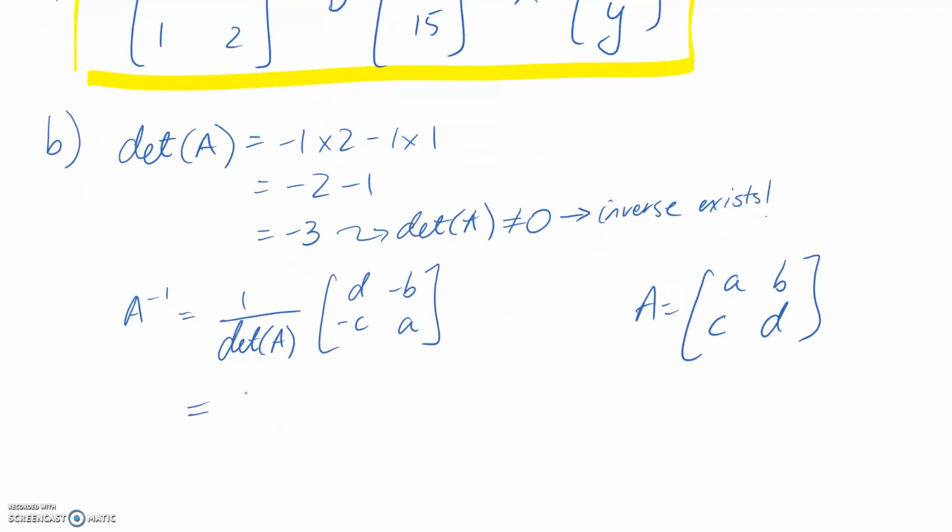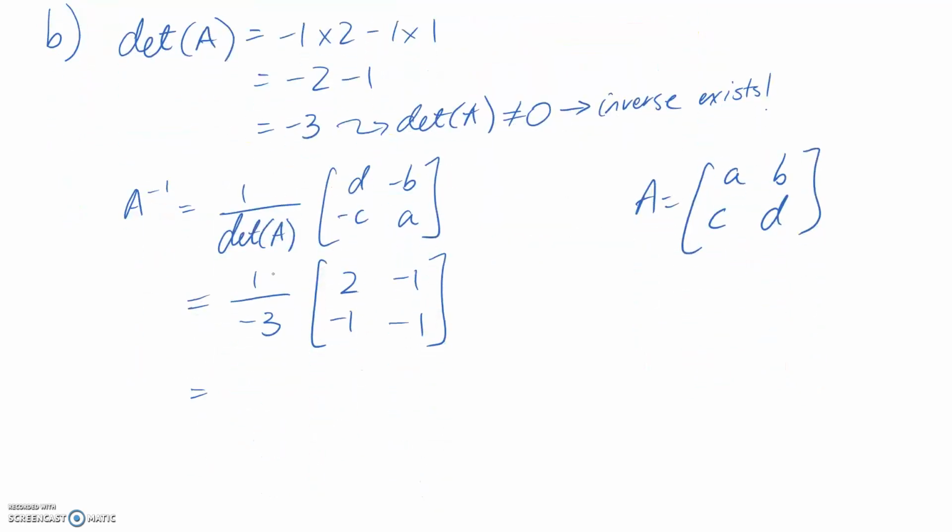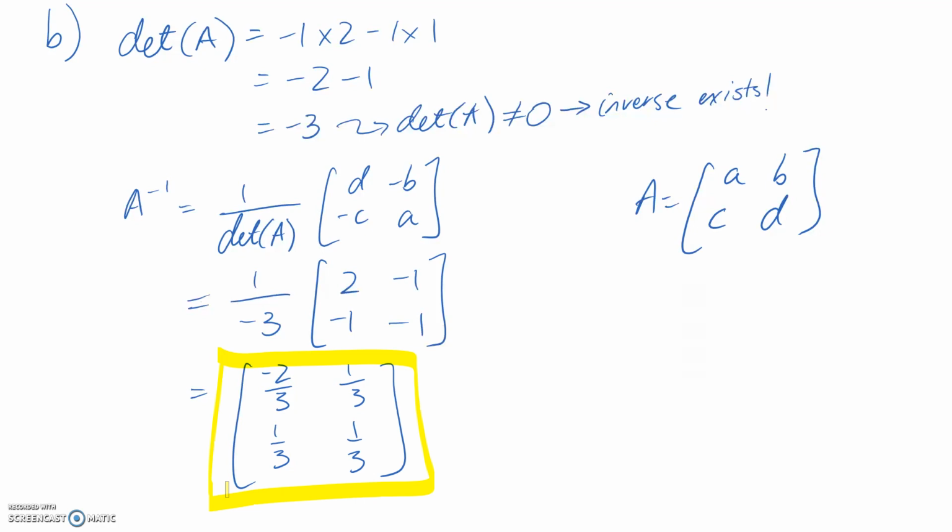So we're going to get 1 on our determinant, which was -3, outside of, let me just scroll up. So these are flipping over, so 2 and -1, and then these ones change their sign, so they're both negative now. So let's multiply our constant into the matrix. So that there becomes our answer for the inverse of a matrix.